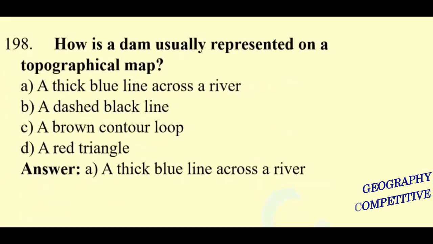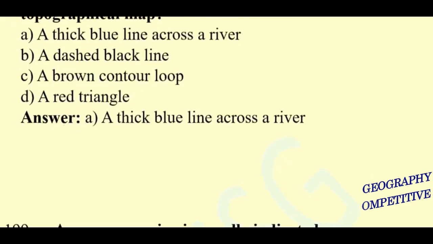Question 198. How is a dam usually represented on a topographical map? A thick blue line across a river, a dashed black line, a brown contour loop, a red triangle. Here the right answer will be a thick blue line across a river.